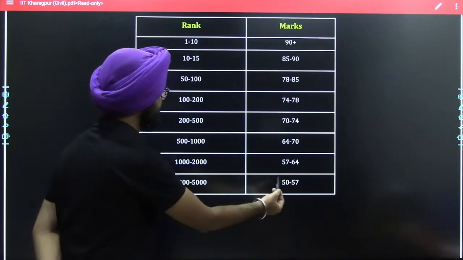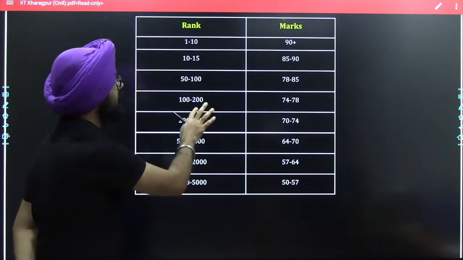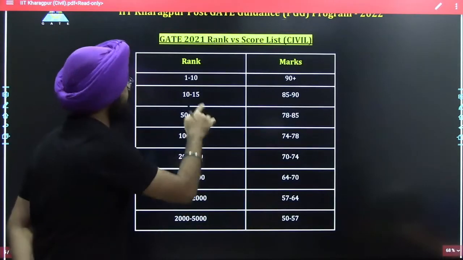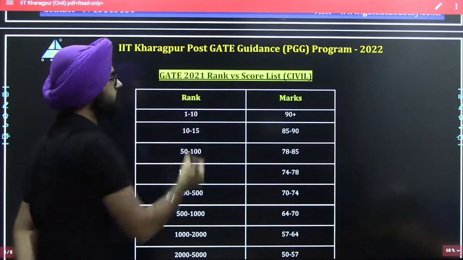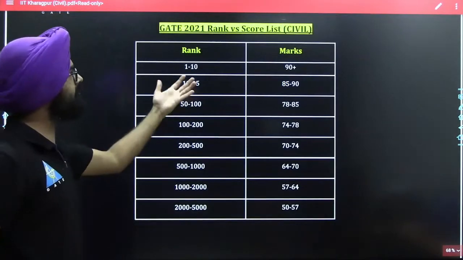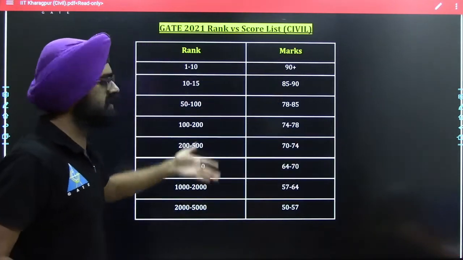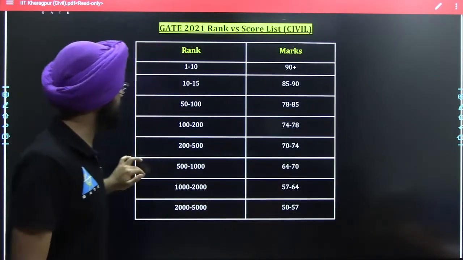Now if you are getting 50 to 57 marks, the rank is 2000 to 5000. These marks and ranks that I am showing you are GATE 2021 rank versus marks, but a similar kind of trend is being observed this year also. More or less the ranges are the same.